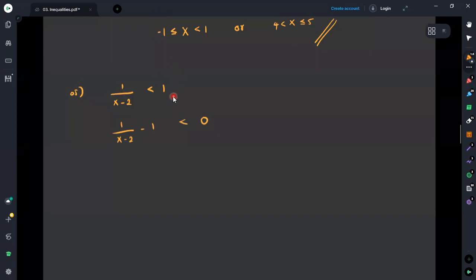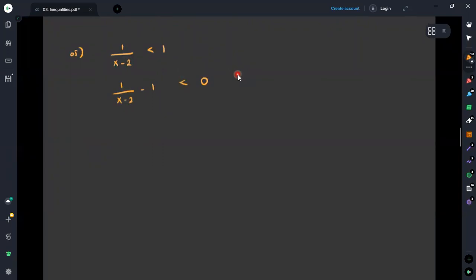In that situation, what we can do is take all the terms to one side, and then it is better to take the common denominator. If we take the common denominator, we get x minus 2, then 1 minus (x minus 2), and we need to find the region where this quantity is less than 0. Therefore 1 minus x, minus times minus is plus 2, divided by x minus 2 less than 0. Here we get 3 minus x divided by x minus 2 less than 0. Now we have to find the region which satisfies this inequality.